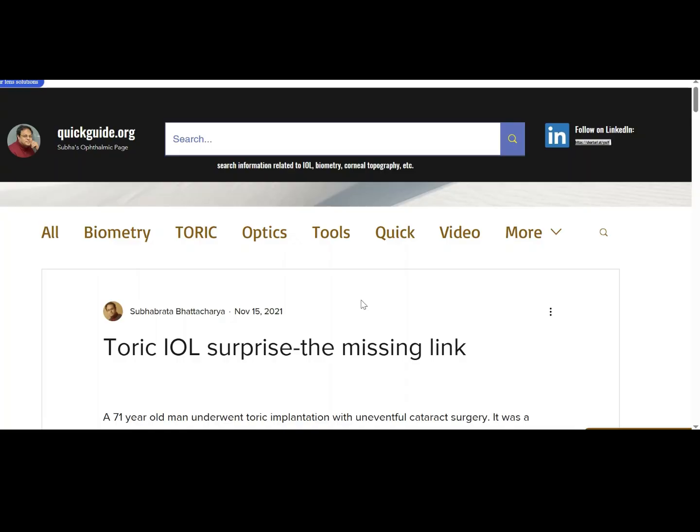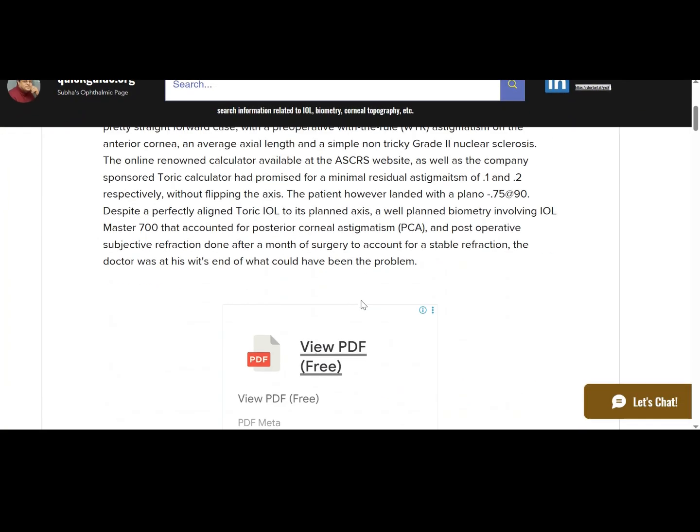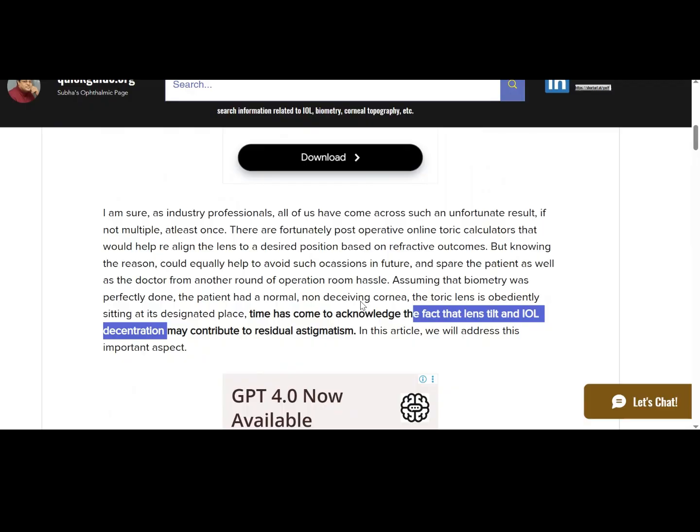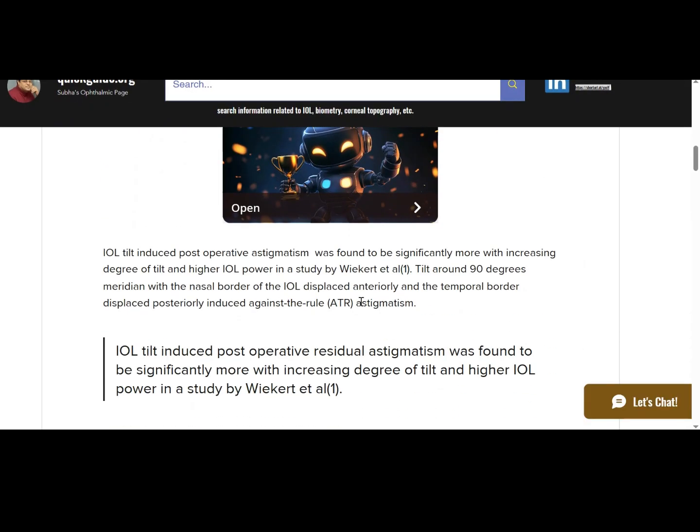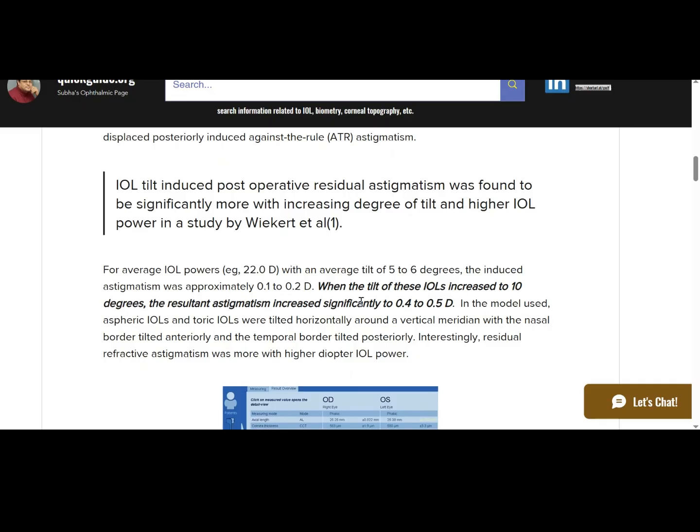In this article I had written some time back, I highlight how IOL tilt and decentration can lead to residual astigmatism. One of the studies I have quoted is the Vaegge study. Vaegge and co-authors showed that when IOLs were tilted or decentered by 10 degrees, the resultant astigmatism increased significantly to 0.4 to 0.5. So that's basically the effect: 10 degrees of tilt led to around 0.4 to 0.5 diopter of astigmatism.